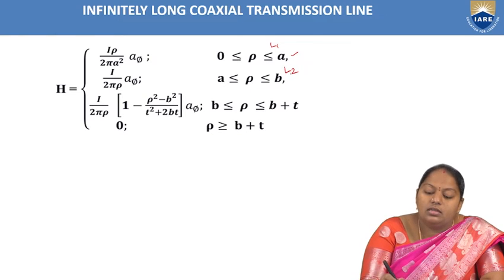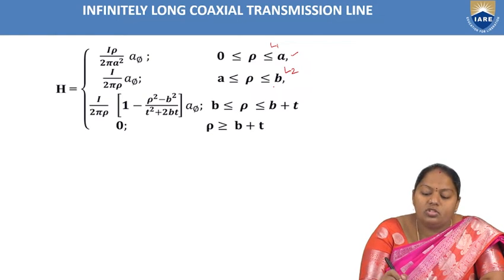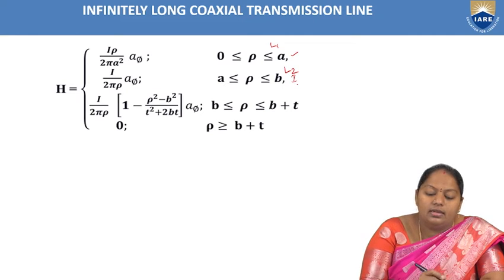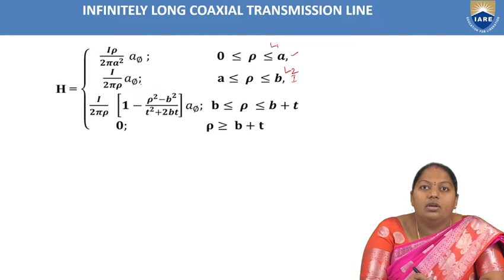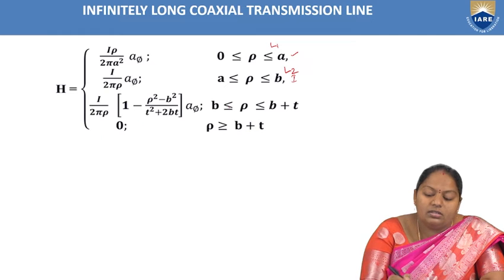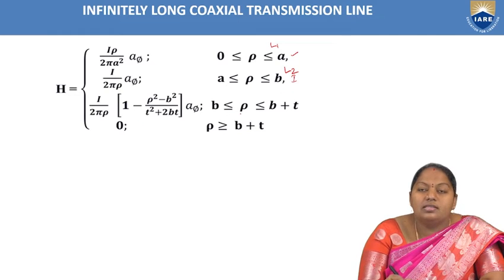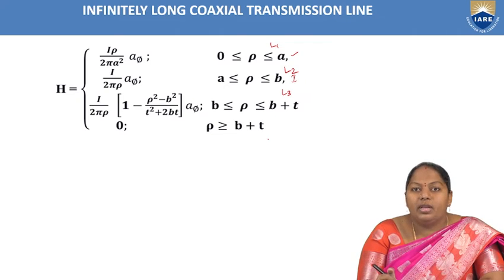So this is the case. The total current enclosed by that path will be equal to I. Now if we consider it like that, the equation we have got in the second case is I by 2 pi rho into a_phi. Now coming to the third region, that is b less than or equal to rho less than or equal to b plus t, we have considered path L3 as the Ampere path.